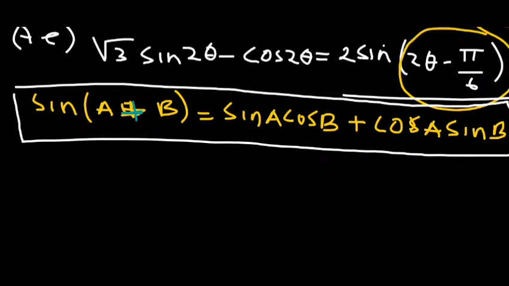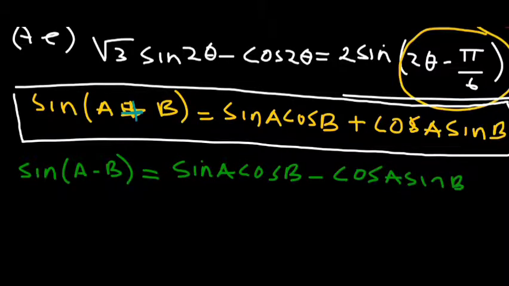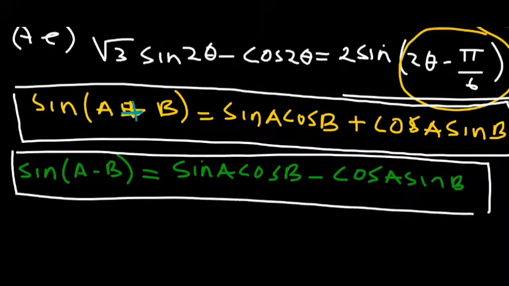Okay, and then if you've got, let us say, sine a minus b, this is equal to sine a cos b, and then since there's a negative sign there, the sign will be maintained. So it's going to be minus cos a multiplied by sine b. So this is another trigonometric identity.